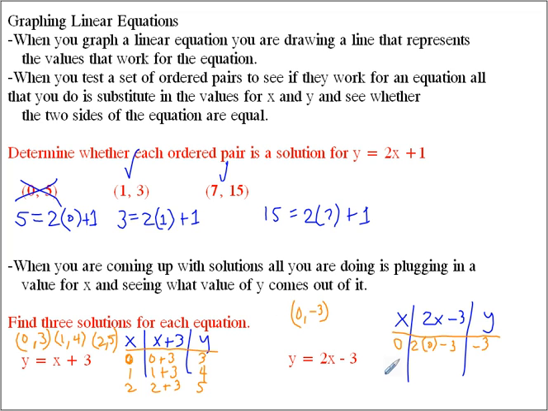Next solution. 1. 2 times 1 minus 3. 2 times 1 is 2, minus 3 is going to be negative 1.